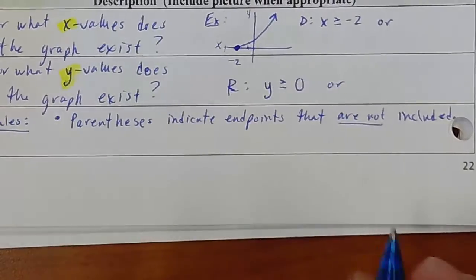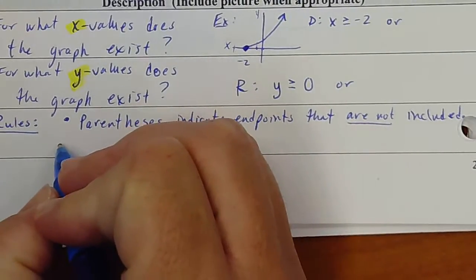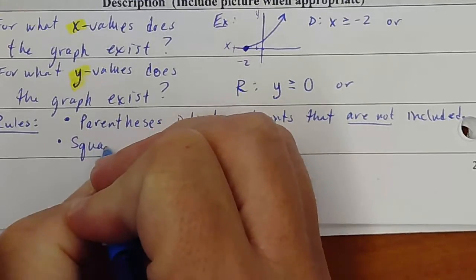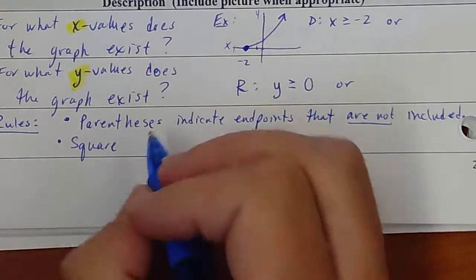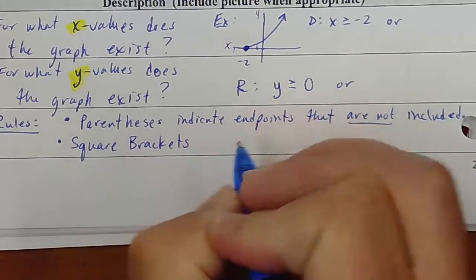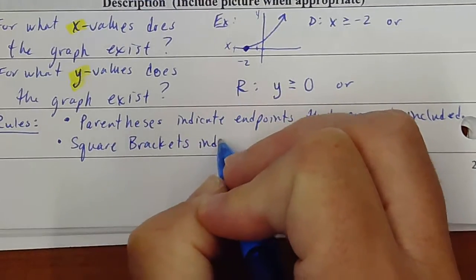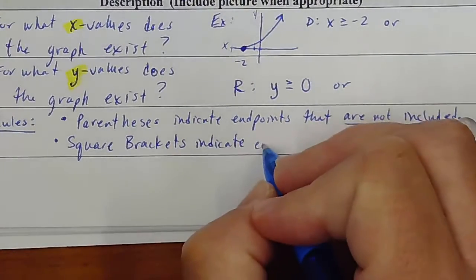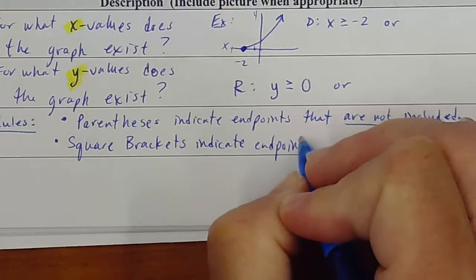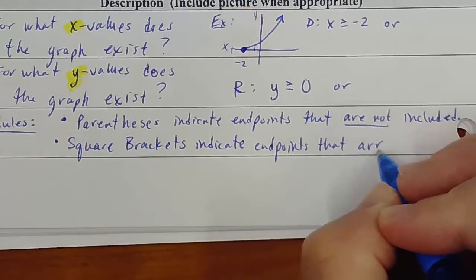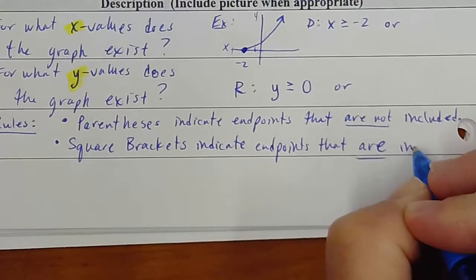We're also going to use what we're going to call square brackets. Square brackets indicate endpoints that are included.